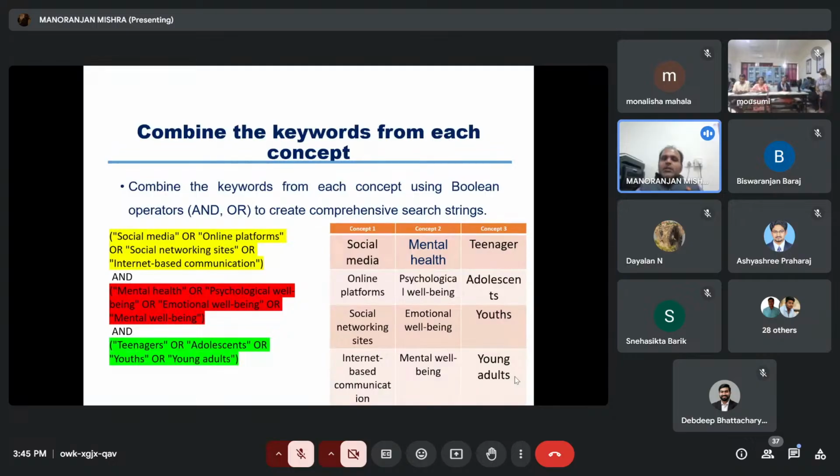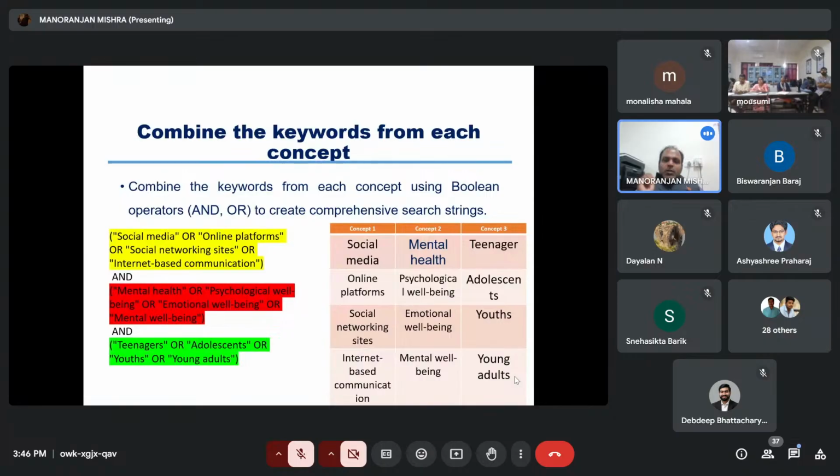The third thing is to go for a string formation of the search query. So you have to use AND and OR. What I am doing, you see the synonym words we are using with OR, and they are double quoted: "social media" OR "online platform" OR "social network" OR "Internet of Things".